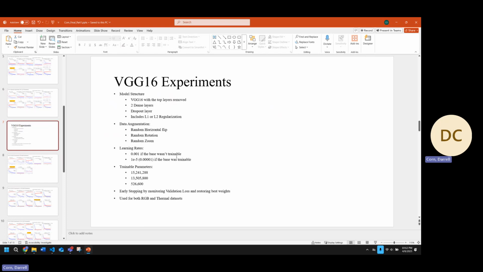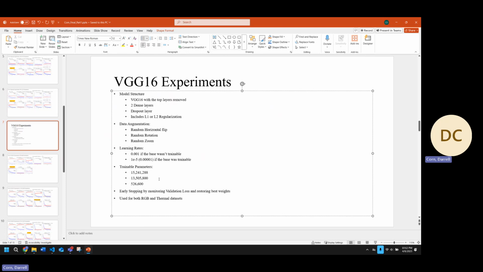So if I left the base untrainable, I just used a standard learning rate of 0.001. But if I made the base fully or partially trainable, I figured it was best to slow down the learning rate a bit. And so this is four zeros preceding this one after the decimal. I experimented with three different amounts of trainable parameters as well.